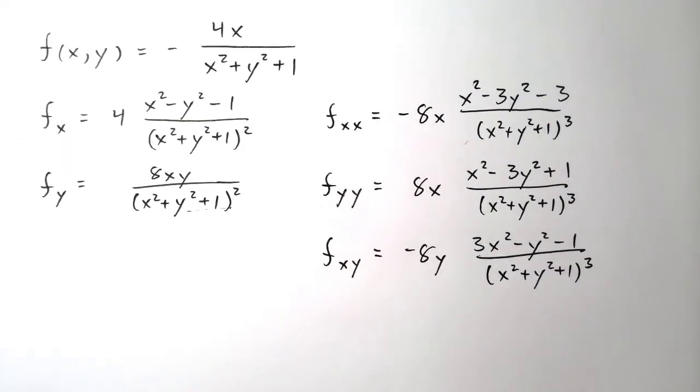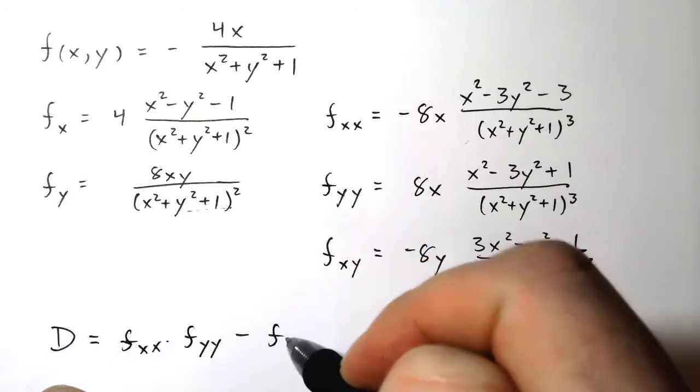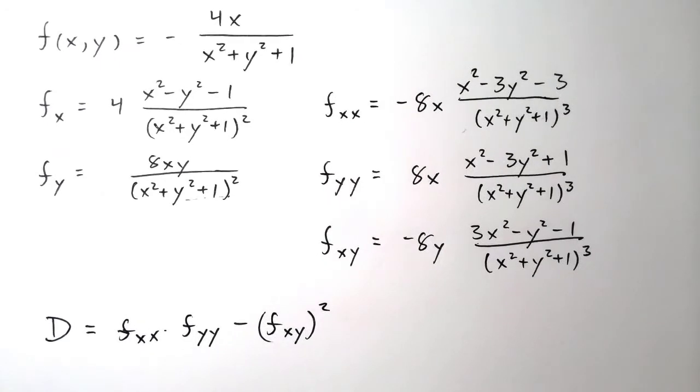Okay, so now we have these 3 ingredients that we need to write down the discriminant. Remember, the discriminant is given by this expression. Okay, so one thing you could do is just dive in, plug these things in here, simplify, write it out, see what you get. I wouldn't recommend that. I think that's going to get really messy and really ugly and be hard to simplify.